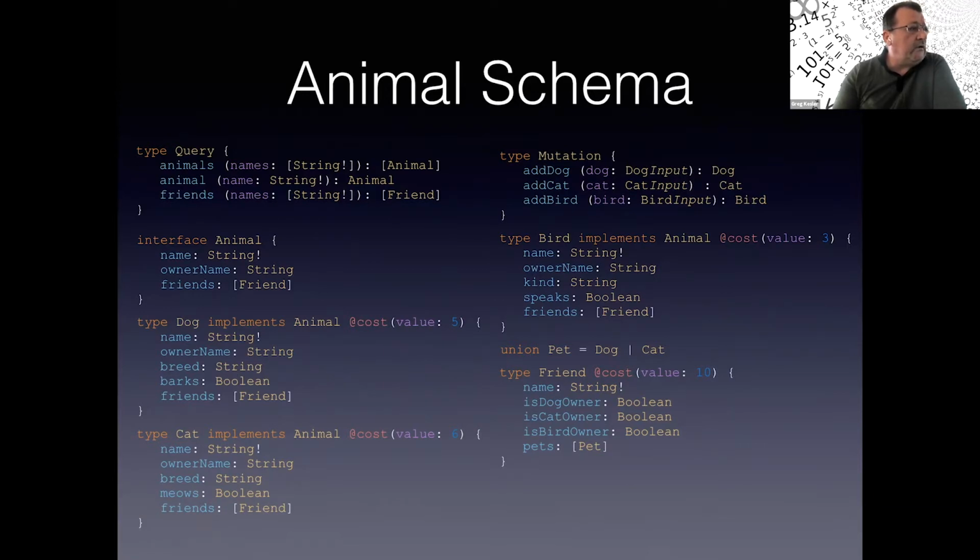Also, we can have a special union type, pet, which combines dogs and cats just for demonstration purposes. But again, this is an imaginary schema that will help me walk you through the examples. Finally, we have the type friend that also has names. It could have certain attributes and also the list of pets that this friend is friends with.